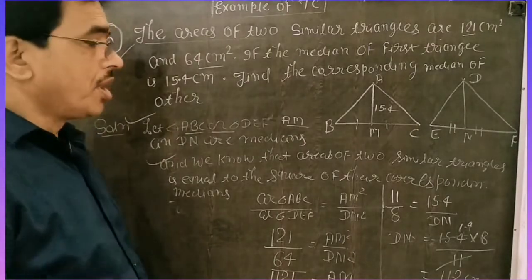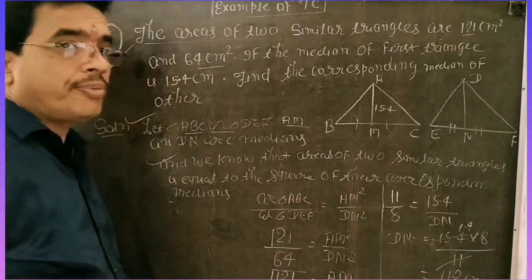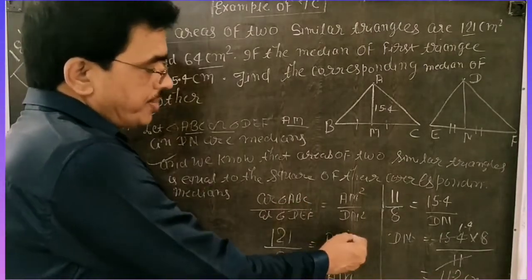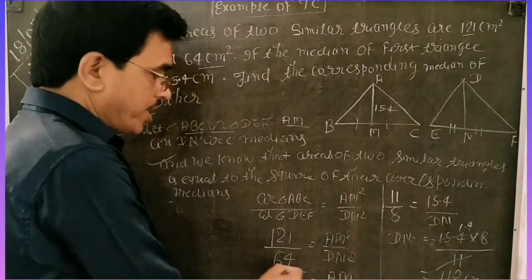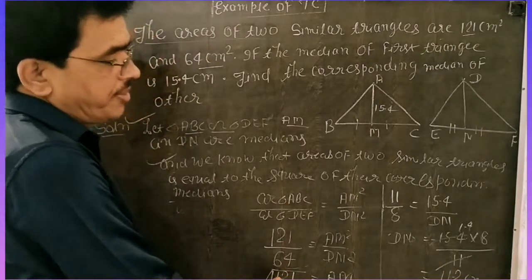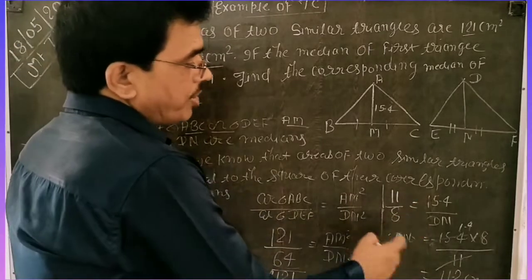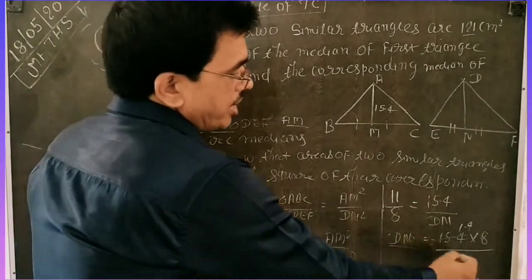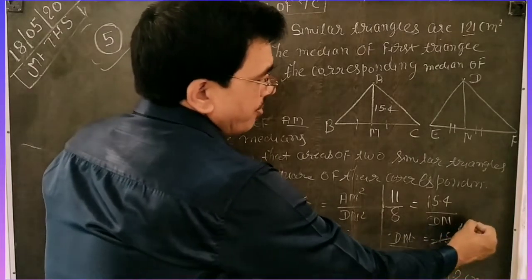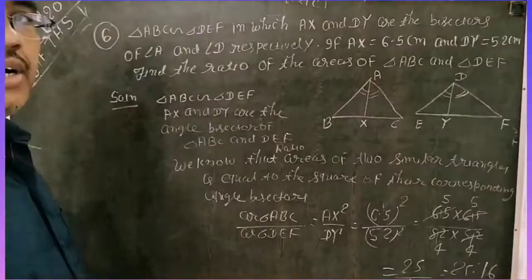Fourth, altitudes. All are the same: the ratio of the areas of similar triangles equals the square of the ratio of the medians. So I write here area is 121 by 64 is equal to AM square by DN square. This square is converted into root. So it is equal to AM by DN. It is root 121 by root 64. The root of 121 is 11 and of 64 is 8. By cross multiplication you can find DN, and DN is equal to 15.4 into 8 by 11. 11 cancels into 15.4 1.4 times, and 1.4 multiplied by 8, you get 11.2 cm.